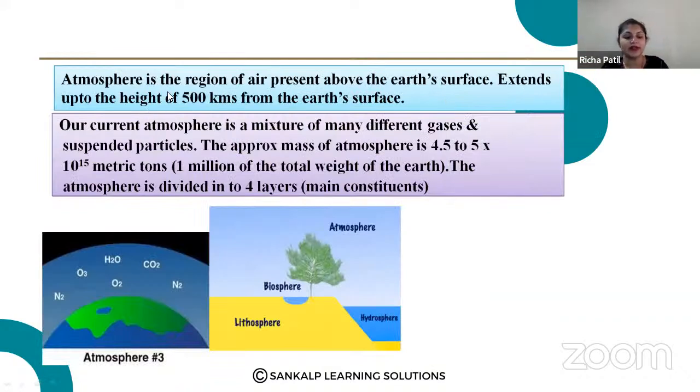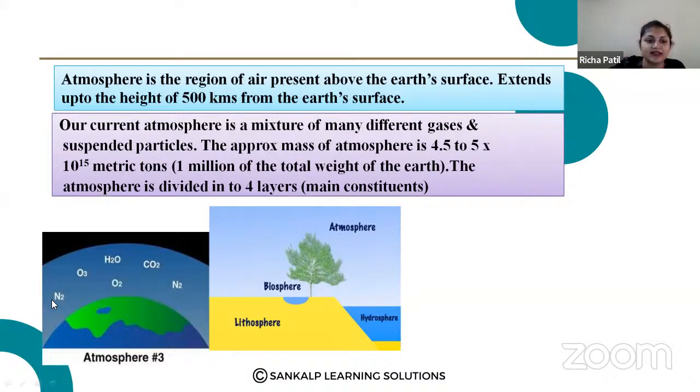Now the atmosphere. The atmosphere is a region of air present just above the Earth's surface. It extends up to a height of 500 kilometers from the Earth's surface. Our current atmosphere is a mixture of many different gases and suspended particles. You can see in the first diagram, this is the Earth, and just above the Earth's surface is the atmosphere.